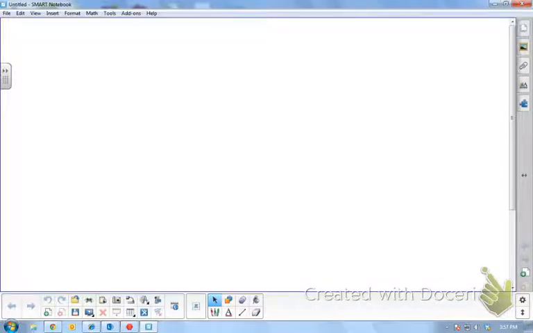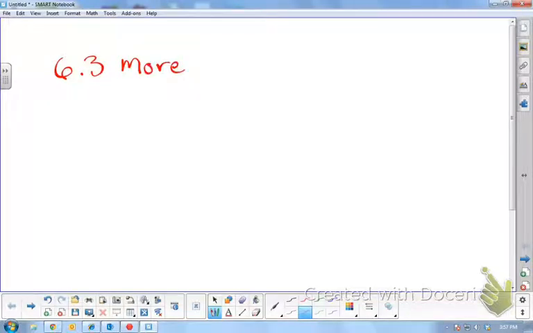Today we're going to talk about more triangle properties, and we're going to lead into kinds of quadrilaterals that we will be working with.